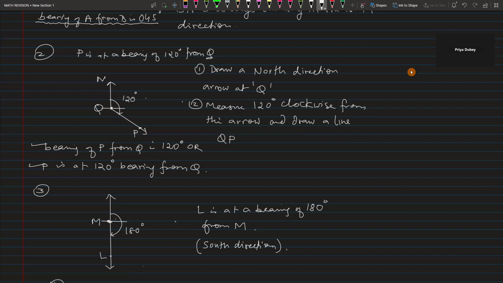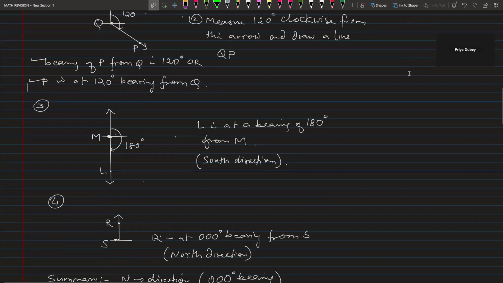Is that clear? Yes. Third example. Third example में he has told L is at a bearing of 180 degree from M.